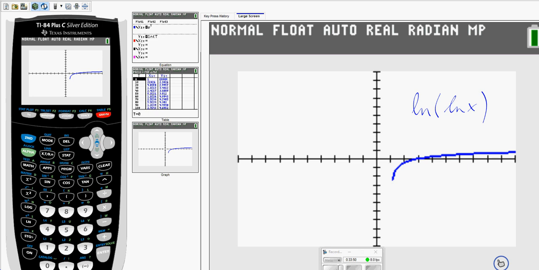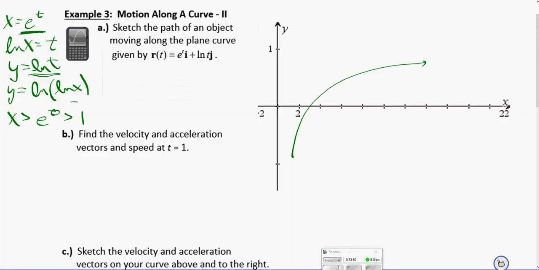All right, so there we've got our curve. From there, find the velocity and acceleration vectors and the speed at t equals 1. So the velocity vector as a function is the derivative of the position vector. The derivative of e to the t with respect to t is e to the t times the horizontal vector i. The derivative of the natural log of t is 1 over t.